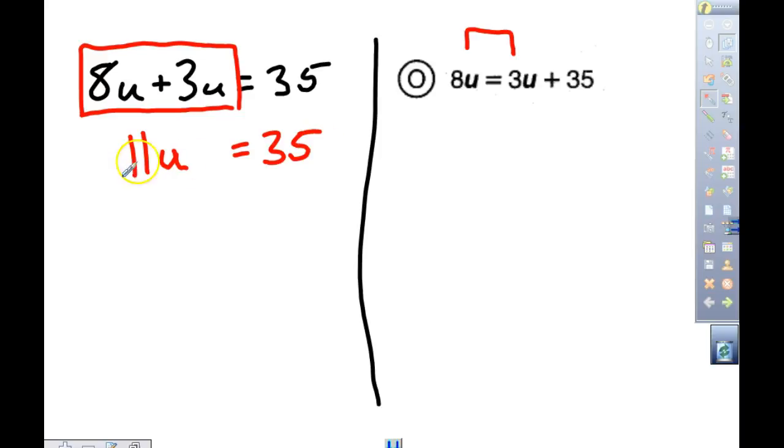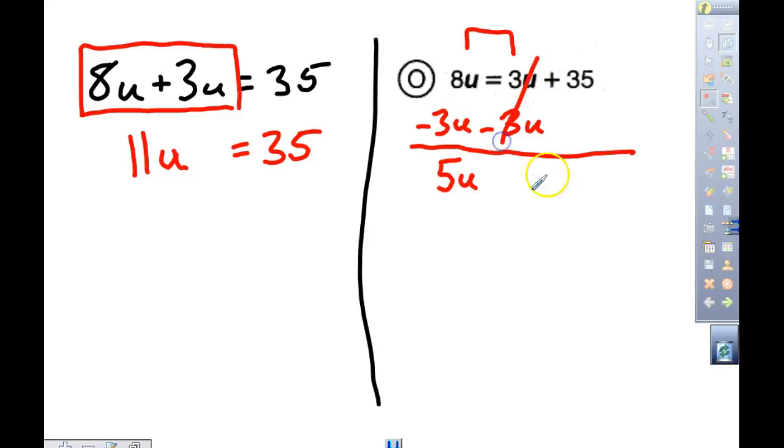So we want to get it so it looks like this. So we want the variables on one side, like this, by subtracting on both sides. That way we get 8u minus 3u is just 5u. Right? This equals 0u, we don't really write that, but it equals 0u. And then we're left with a 35 on the right-hand side. So you see how the goal is the same. We're trying to get the variable on one side and number on the other.